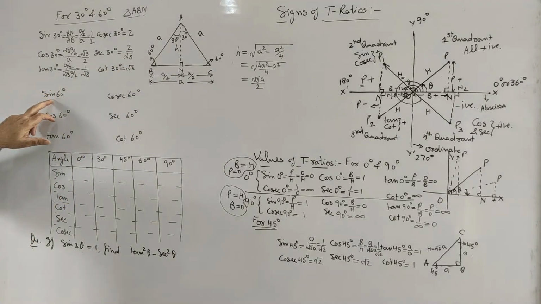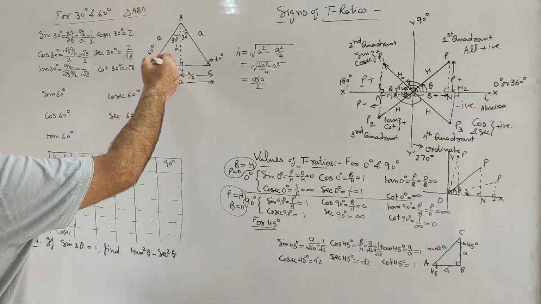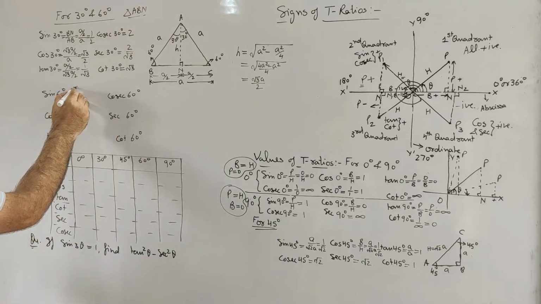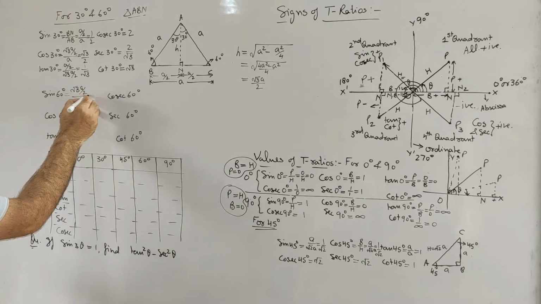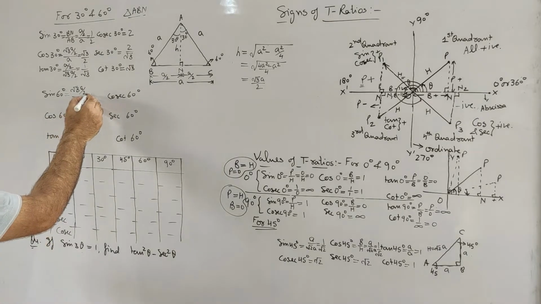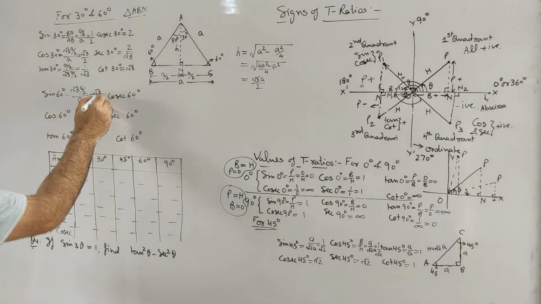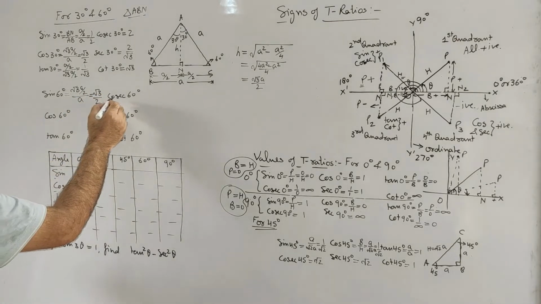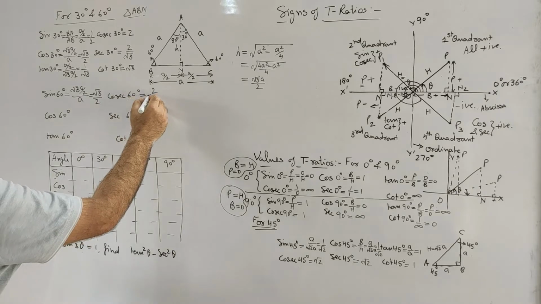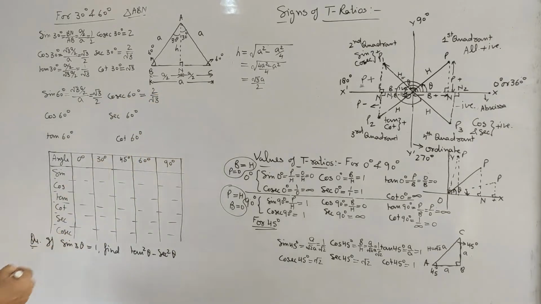Now when we come to 60 degree, then for sine 60 degree, perpendicular upon hypotenuse, that is root 3 a by 2 upon a, and this will give us root 3 by 2. So cosec 60 degree will become the reciprocal of this, that is 2 by root 3.